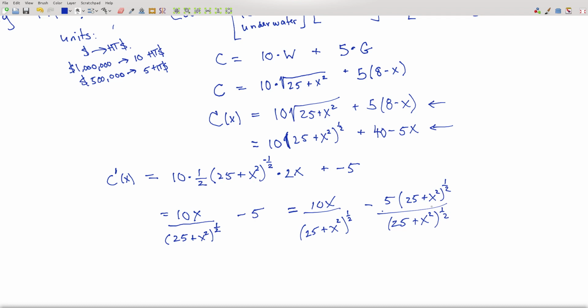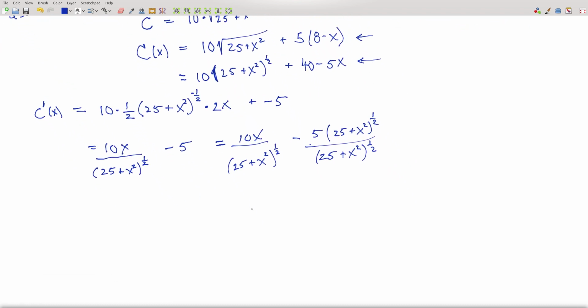This is just to get a common denominator, which lets us rewrite this as, this means now that we have 10x minus 5 times the quantity 25 plus x squared to the 1/2 power over the quantity 25 plus x squared to the 1/2 power. Alright, this is what the derivative is in probably the most useful form.